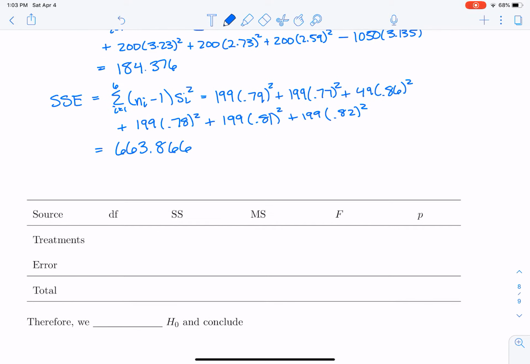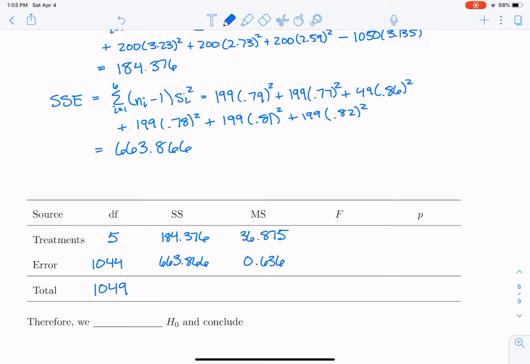Okay, so the degrees of freedom treatments is 5. The sum of squares we saw is 184.376. So when I divide by the degrees of freedom, 5, I get 36.875. The degrees of freedom for the error is 1,044. The sum of squares was 663.866. And the mean square we saw when we divide 663 by 1044 is going to be 0.636.